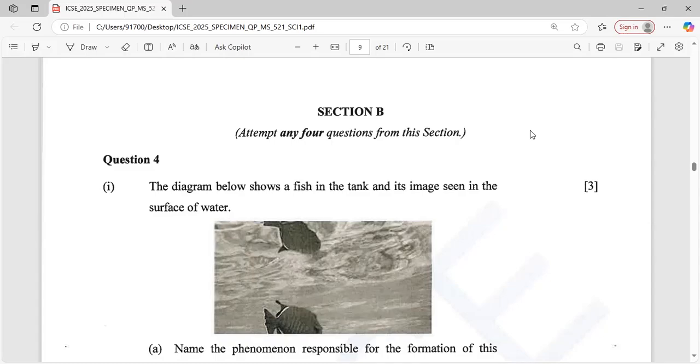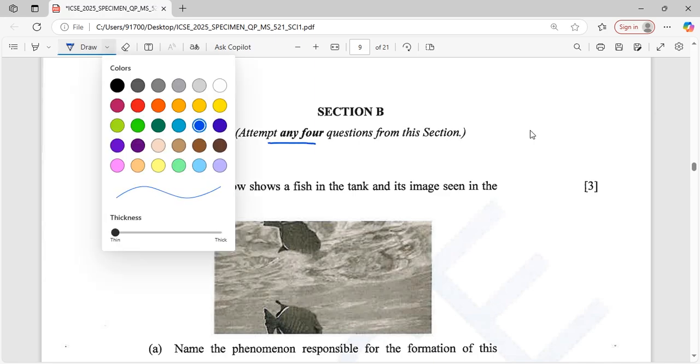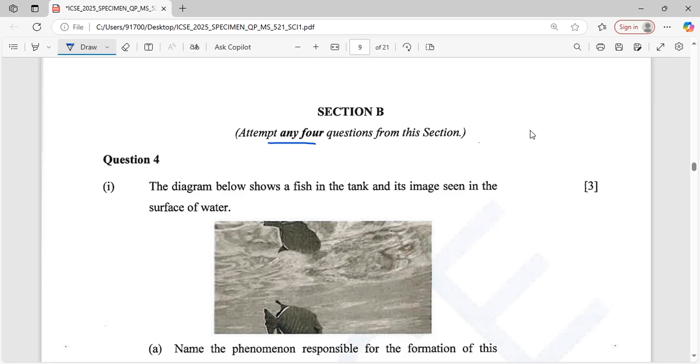Okay, now from section B, we attempt any 4 questions of that section. Any 4 of section B. So first, question number 4.